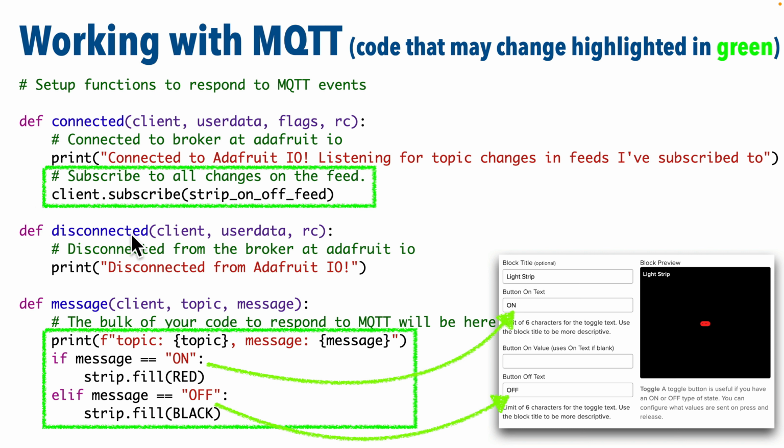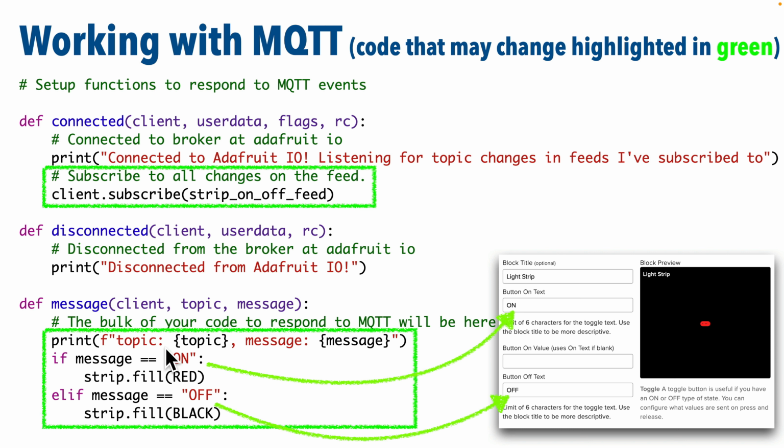Now this next function that we have here, disconnected, is going to be called when we disconnect from the broker. We just print a message to the console so we know that that happened. Again, you shouldn't need to change this code in any future code that you write. And the message function down here is called when we receive a message from the broker. And you can see I've highlighted this area in green, which is specific to our program.